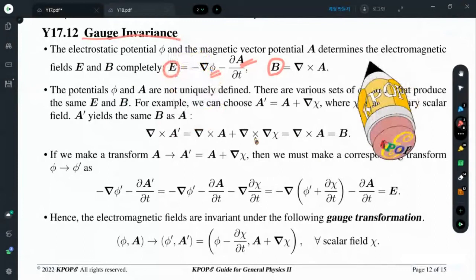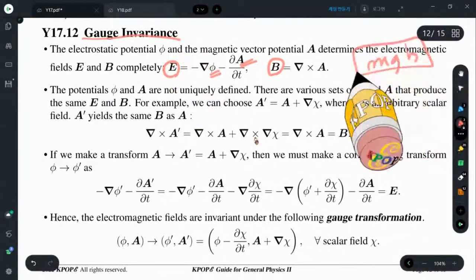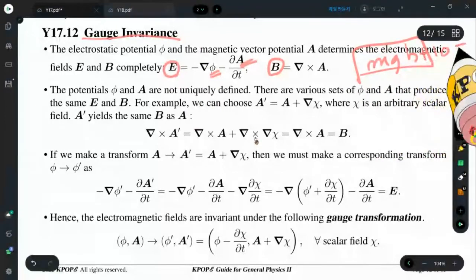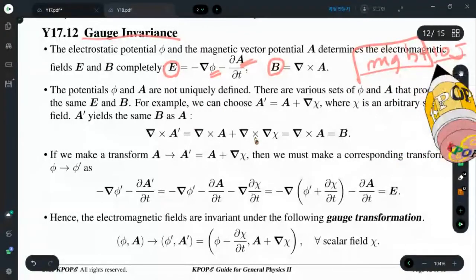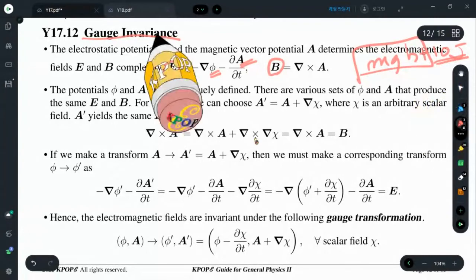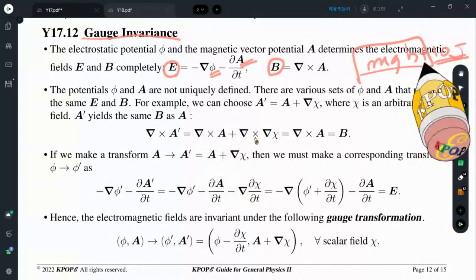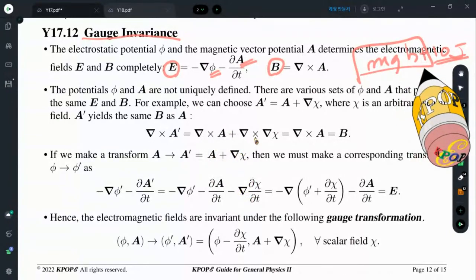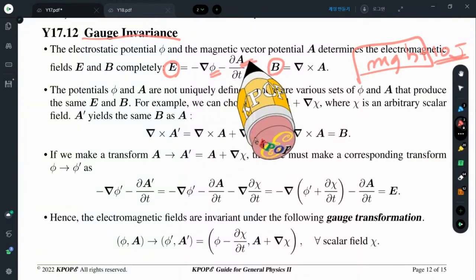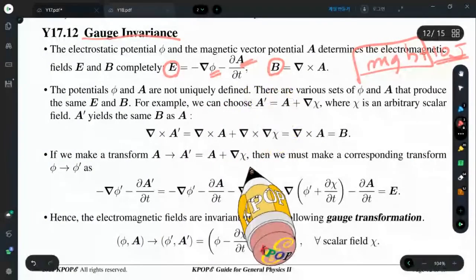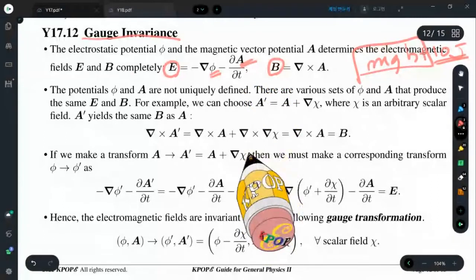And you know, mgh is the gravitational potential, but you can always add 10 joules or something like that. Any constant can be added. But here, the electromagnetic potential is much more complicated than this. However, it is the concept that there are many candidates for the electrostatic potential and the magnetic vector potential. Both of them have many candidates.